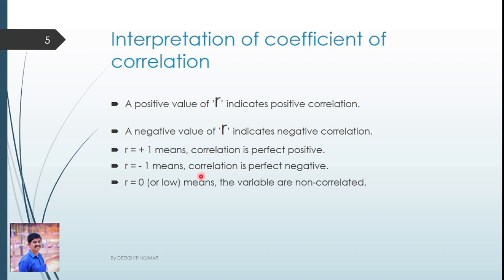If both the variables are decreasing or it shows a negative relation, and that relation is exactly minus 1, that is called perfect negative correlation. So if R is equal to 0, then the variables are non-correlated.